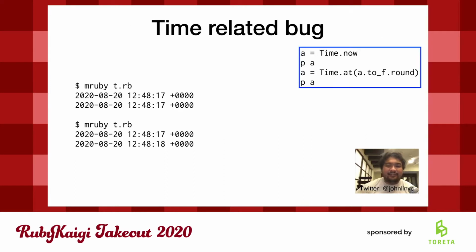So here is a pretty simple time-related bug. We have a variable a with the current time, and then we print it, do some processing of it, and reassign it back to a. When we execute it the first time, the 2 times printed are exactly the same, which is our expected result. And then the next time we run it, because we do the rounding in our code, the 2 times are different, and this is not our expected result.